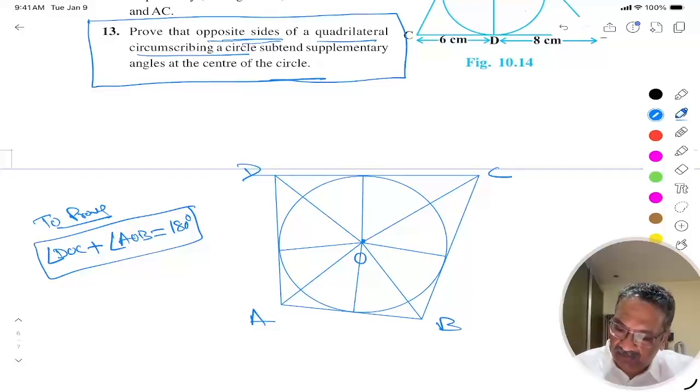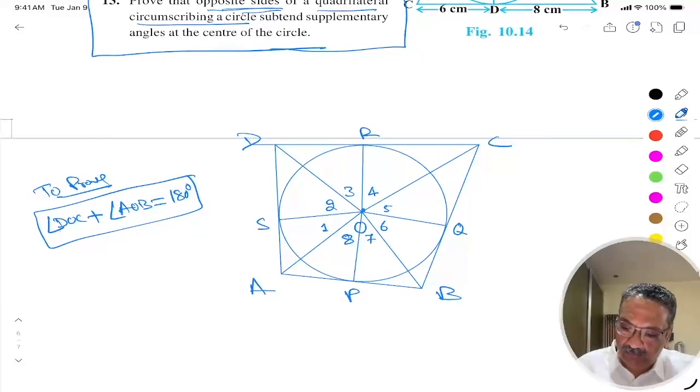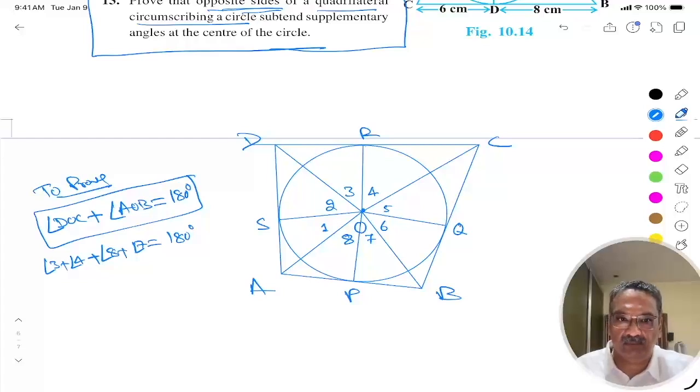Now what I will do is, I will call this angle 1, because if we don't name each one as we go, it becomes difficult. PQRS, I will call this angle as 1, this as angle 2, this as angle 3, 4, 5, 6, 7 and 8. Okay, so what we have to prove, angle DOC is what? DOC is angle 3 plus angle 4, plus AOB is what? AOB is angle 8 plus angle 7. We have to prove this is 180 degrees, right?